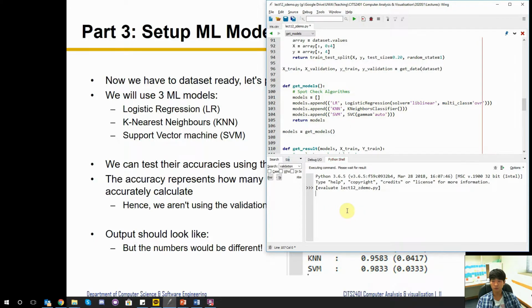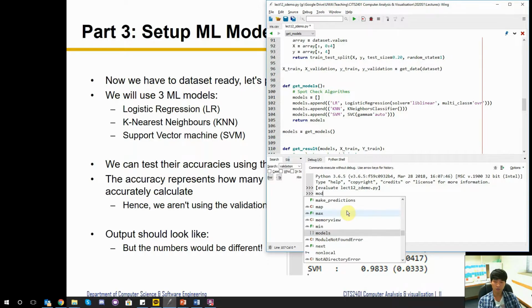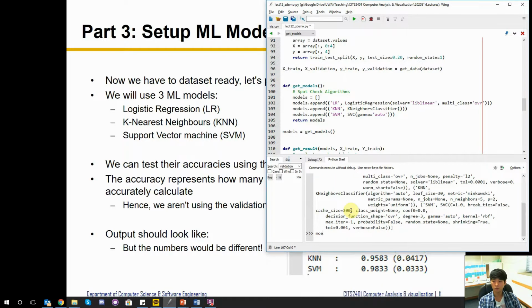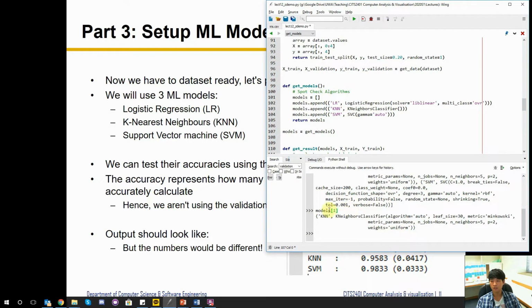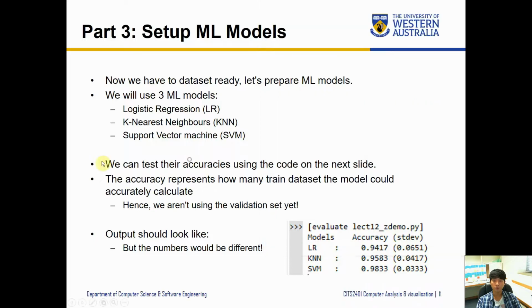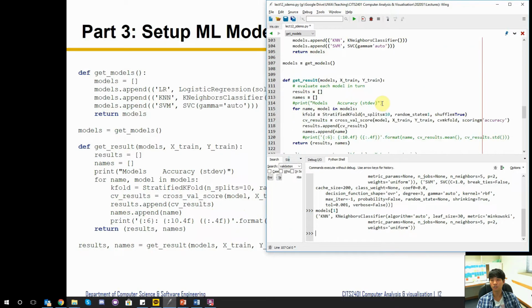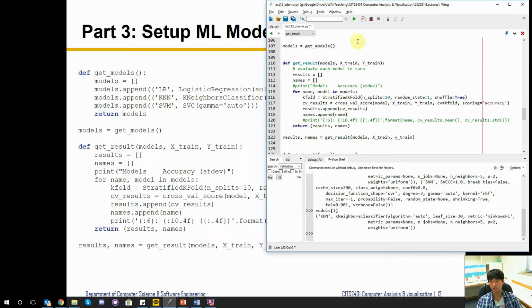Okay, so if we do that, it's going to prepare our data and then prepare our models. So here inside models, we have those models. One is our KNN. It tells me what they are, etc. Now we can test the accuracies using the code on the next slide. This is scaling models, but this second function is the one that is using the models to test how good they are. So let's have a look in detail. Actually, let's run it and see what we get.